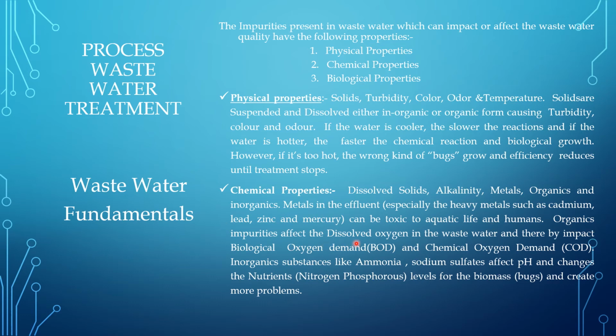Organic impurities affect the dissolved oxygen in the wastewater, thereby impacting biochemical oxygen demand. So the organic matter present in the water will increase the BOD, and it will reduce the dissolved oxygen and increase the chemical oxygen demand also. Inorganic substances like ammonia and sodium sulfate will affect the pH of the water and change the nutrients, nitrogen or phosphorus, which are used as nutrients. These change the levels for the biomass and create more problems.